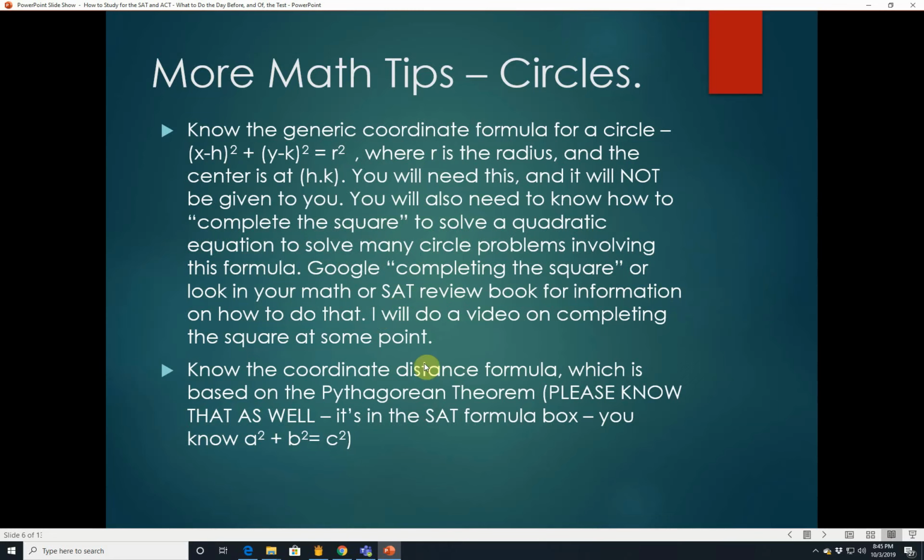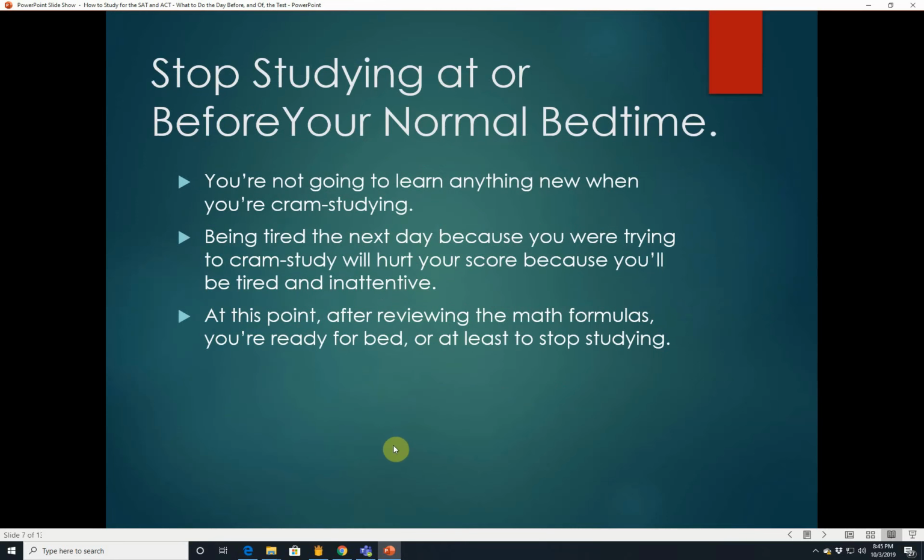And know the coordinate distance formula, which I haven't given you here, but should be easy enough. The distance between 2 points on the Cartesian coordinate plane, the xy plane. It's in your review book. You can Google it, etc., and it's just based on the Pythagorean theorem.